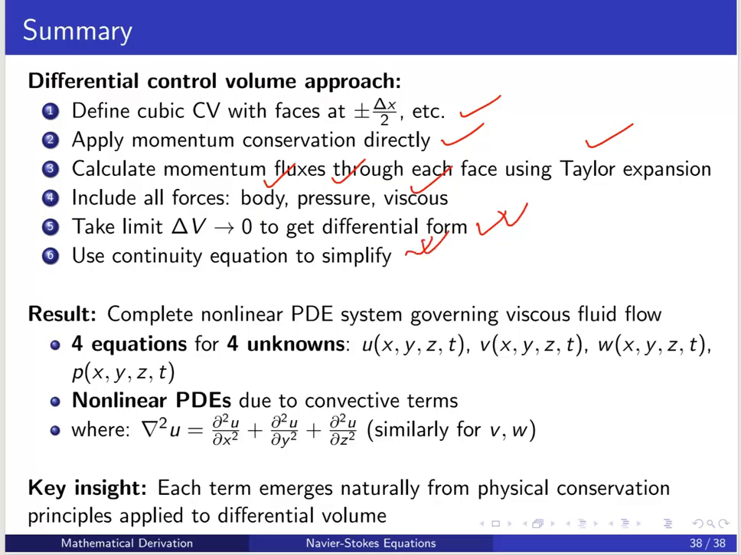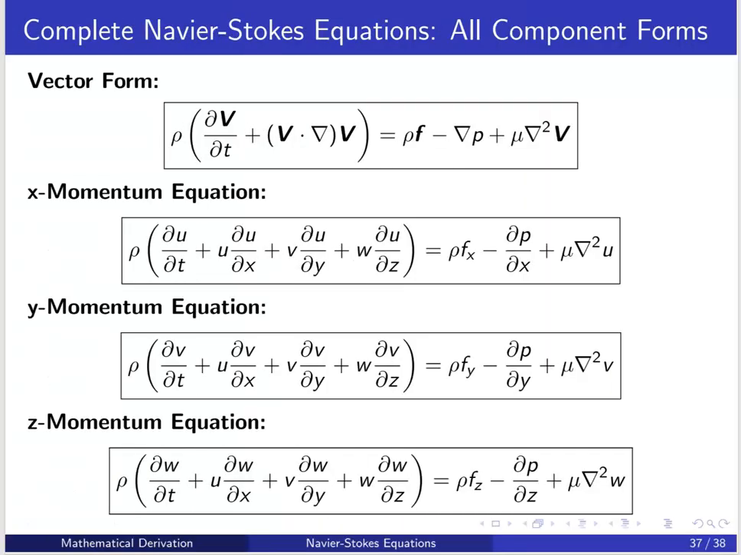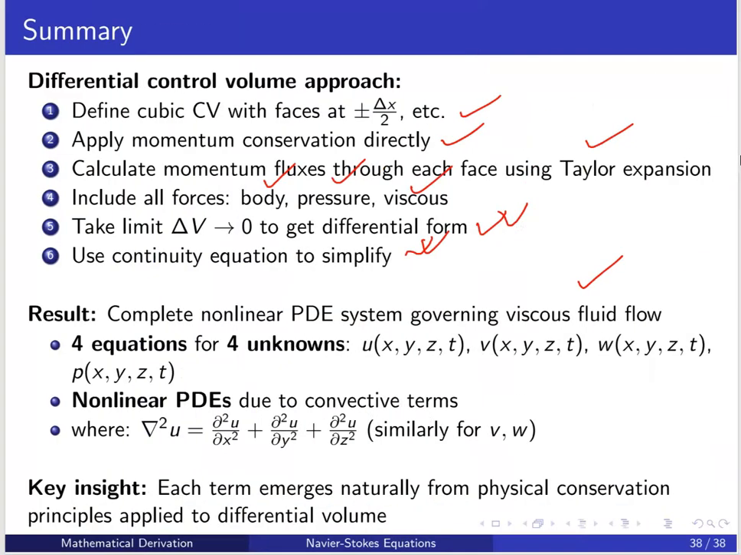Now the result: a complete nonlinear PDE system governing viscous fluid flow. So here 4 equations and 4 unknowns. These are the 3 momentum equations along with the continuity equation, so 4 equations and 4 unknowns, meaning u, v, w and p. And the nonlinear PDE is due to the convective term. So remember that the Navier-Stokes equation is highly nonlinear because of that convective term.